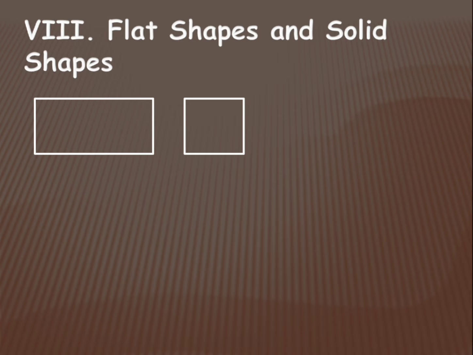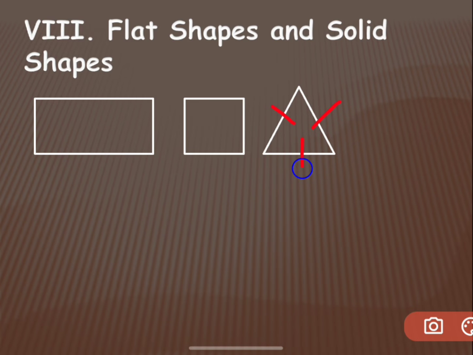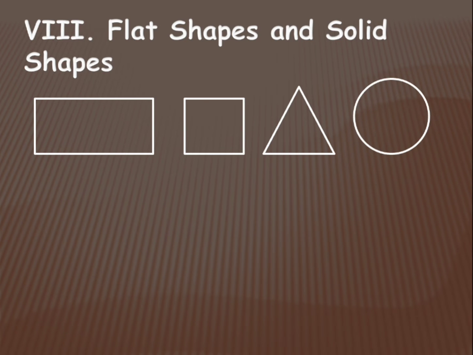Okay, next we have learned about a triangle, where in triangle you have three sides, 1, 2, 3. Yes, and three corners, 1, 2, 3 corners. Okay, so this is triangle. Next you have a circle. So for a circle, there is no sides, no corners, isn't it? It is just a curved line, no lines.